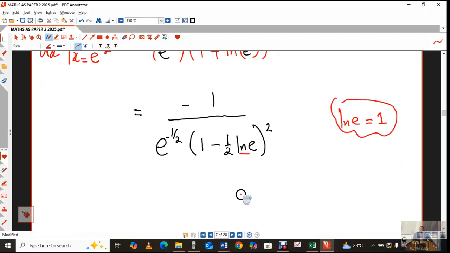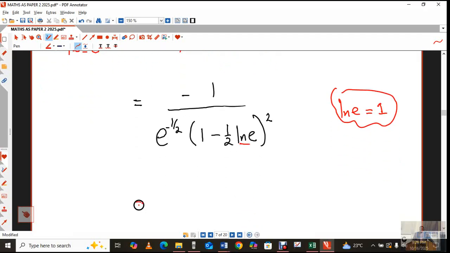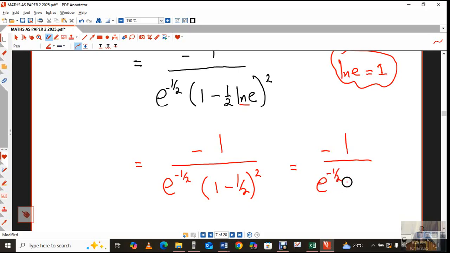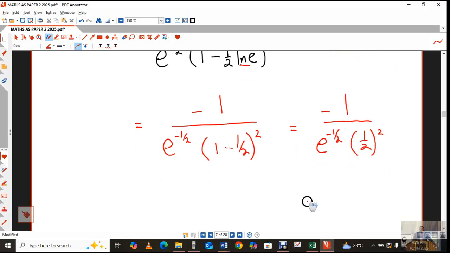So at the end of the day, this will leave me with the negative 1 raised to e raised to the power of negative a half. And inside, you're going to have 1 minus a half squared, since this is just 1. Eventually, this is going to give you negative 1 all over e raised to the power of negative a half. I'm doing it step by step so that hopefully you can understand. You're going to have a half all squared here. Right. Now, everything is going to be to the negative power.